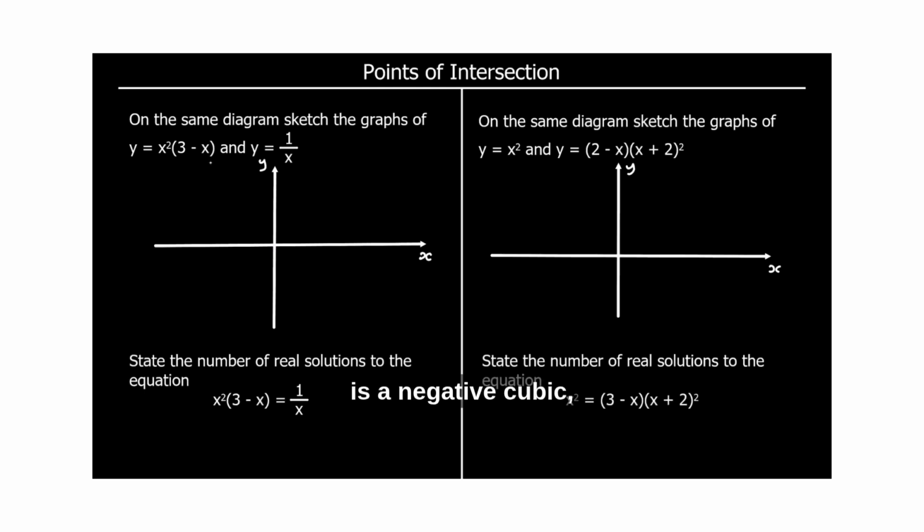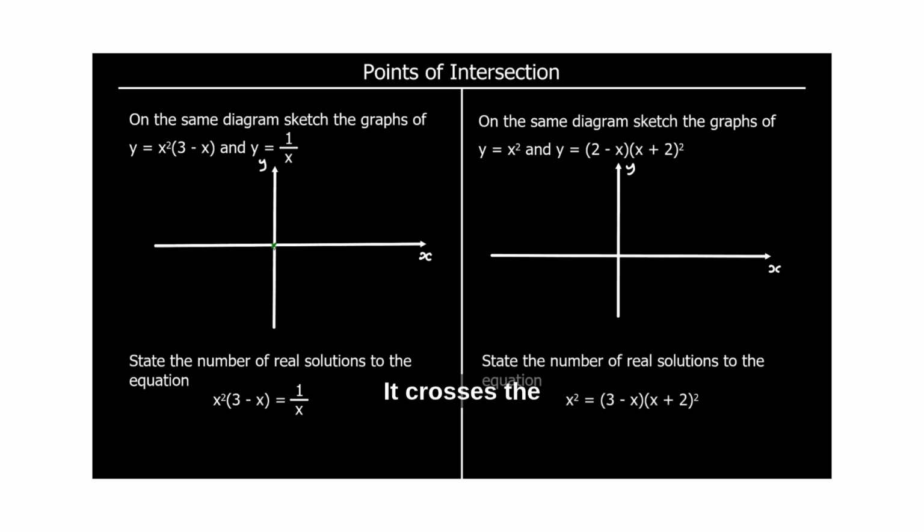It is a negative cubic because we've got x squared times negative x. So our x cubed term is going to be negative. So it's going to come from the top left, end in the bottom right. It crosses the y-axis when x equals 0, and when x equals 0, y will be 0. So it's going to go through the origin.